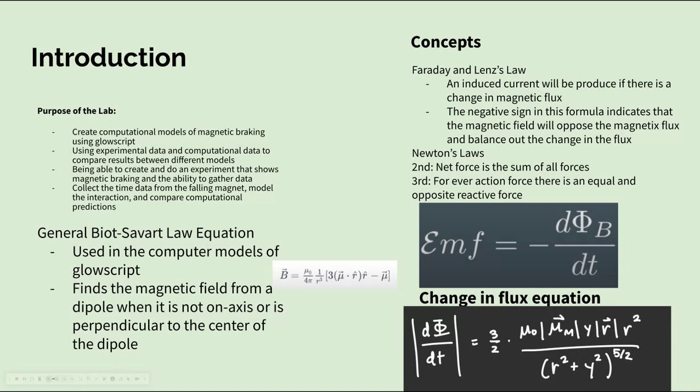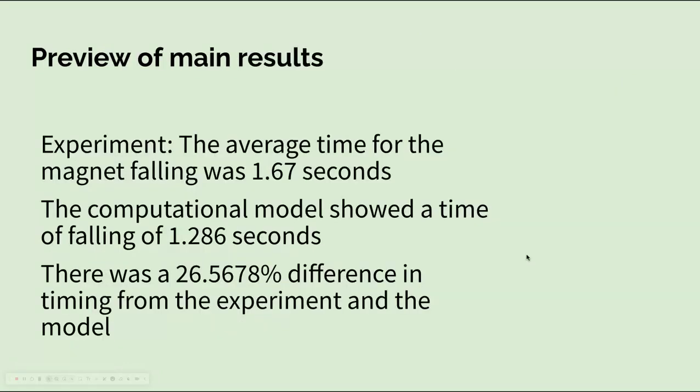The negative sign in this formula indicates that the magnetic field will be opposite of the magnetic flux. We also use Newton's second law and Newton's third law, and these two equations and the change in flux equation will be used in the GlowScript code. So, a preview of the main results: the average time for the magnet fall was 1.67, 1.68.